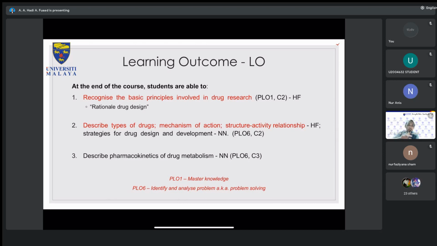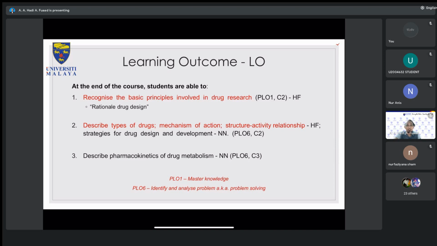You'll be focusing more on CLO number 2, and a little bit on CLO number 1, because what you are doing for the assignment is generally how modern drugs are discovered and developed. Basic principles in drug research involve the design of the drug. Therefore, what you are doing now is pretty much the first step of drug design.